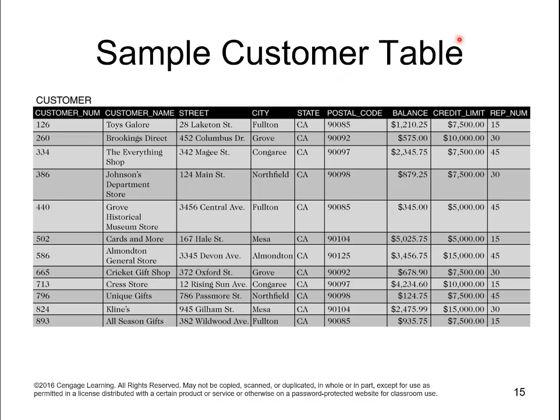Now let's look at the customer table. The customer number, the customer name, the street, the city, state, postal code, the balance, their credit limit, and their preferred rep number.